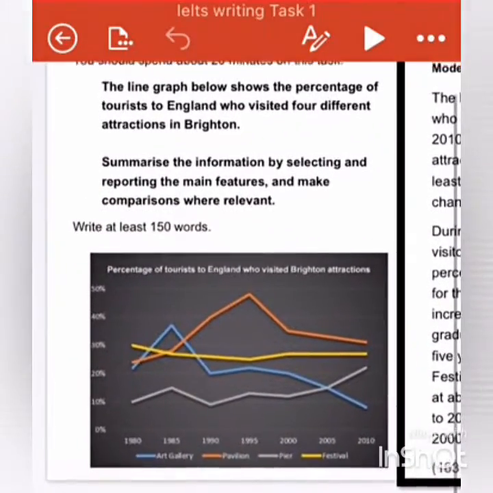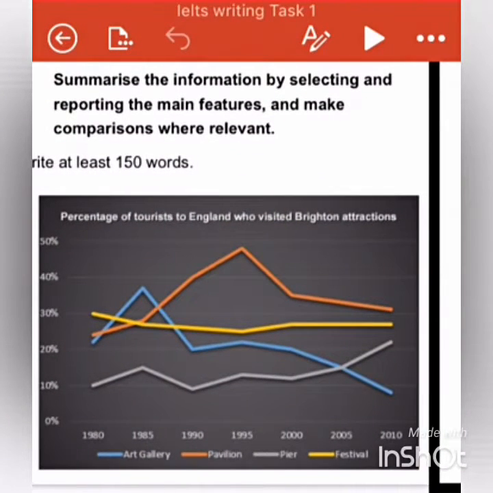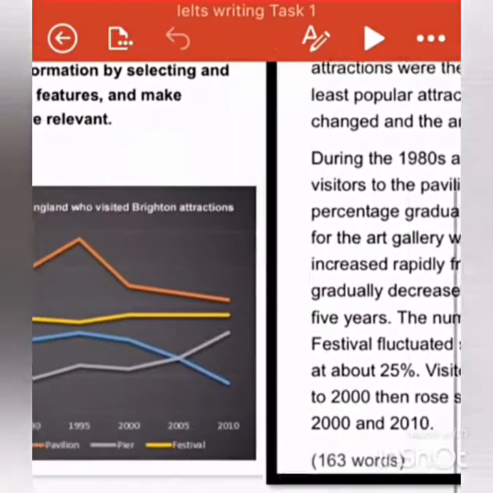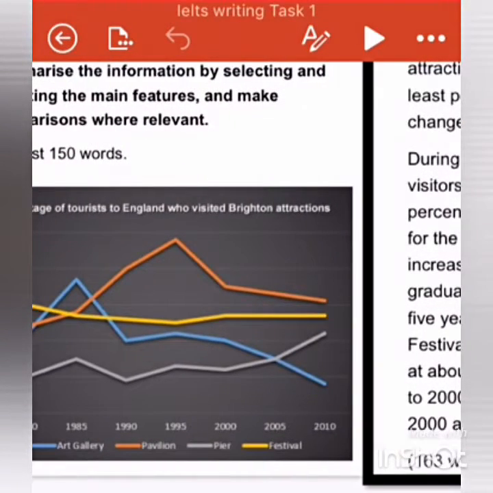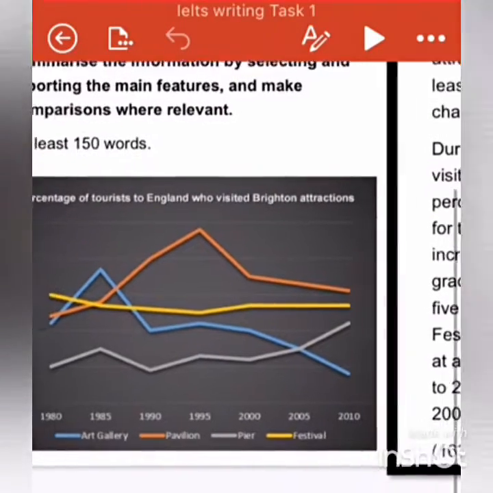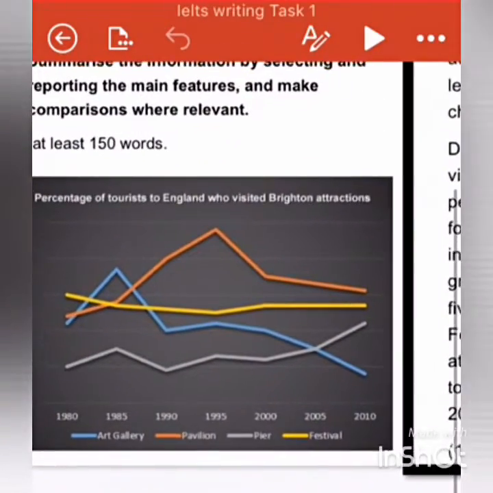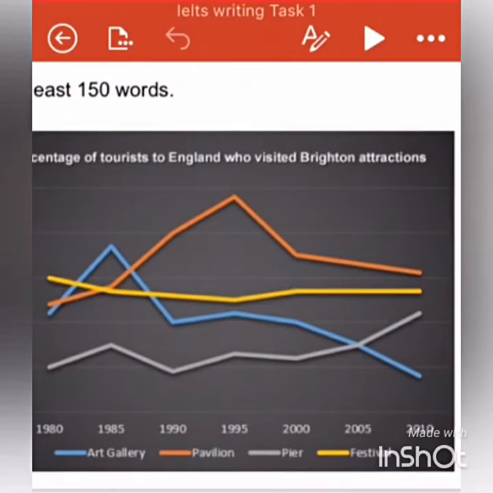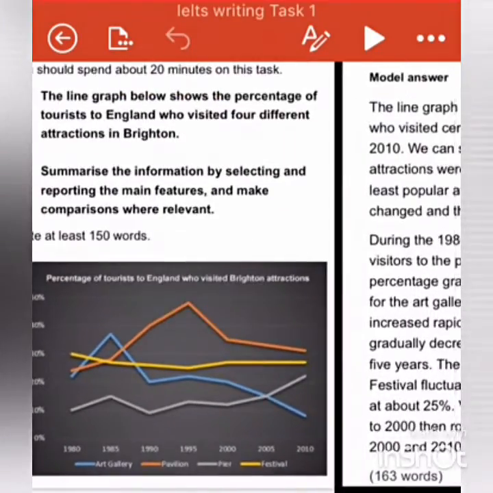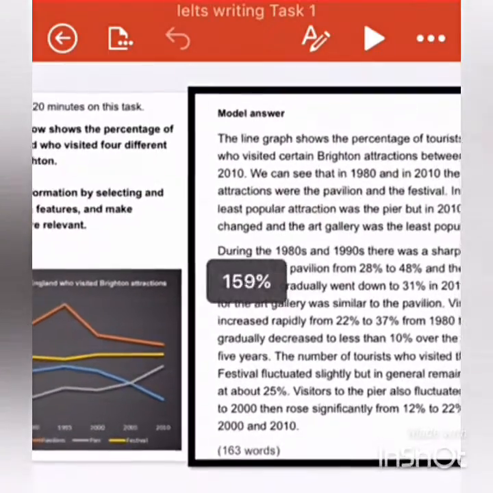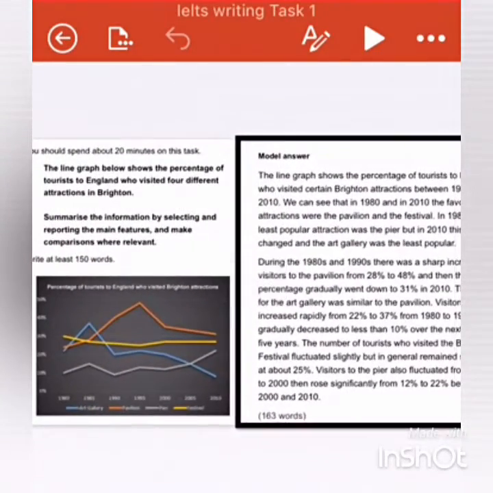He is one by one, turn by turn, explaining each and every single trend of art gallery, pavilion, pier, and festivals. First, he's introduced the topic, then he's summarized it in a quick sense, explaining what were the concluded outputs, and then he explained each and every single line individually, and he wrapped it up into overall 163 words. So this is a sample of good writing.